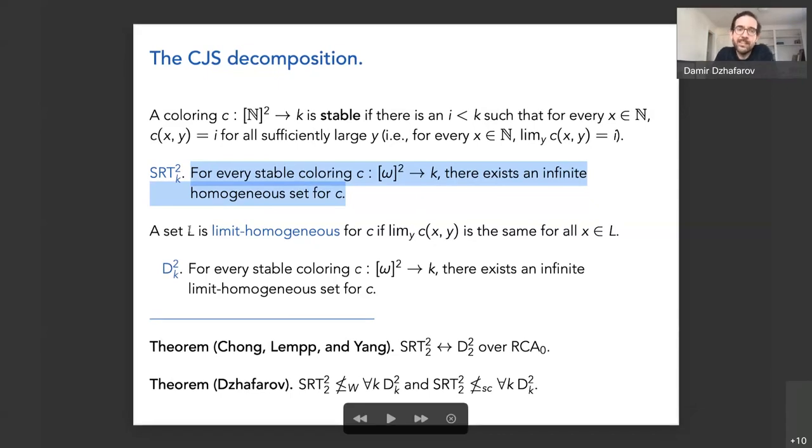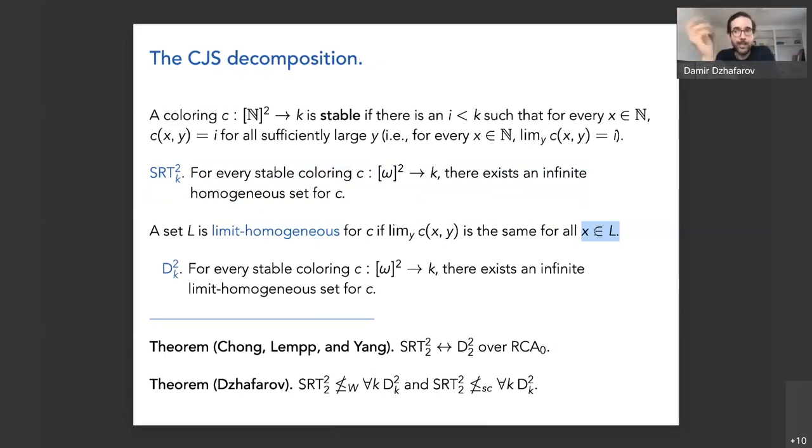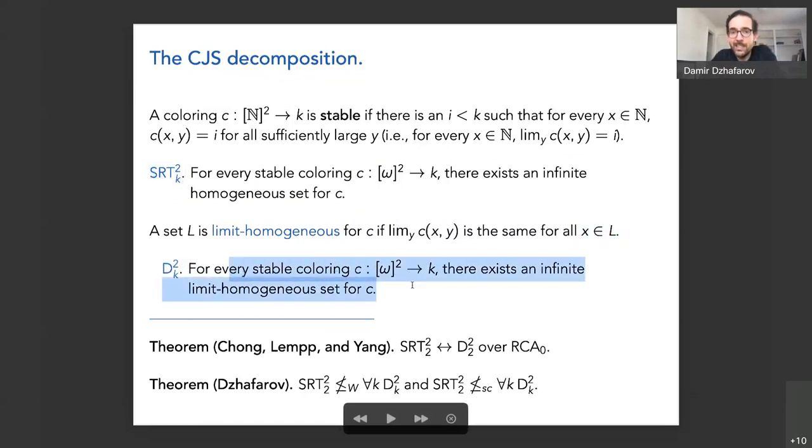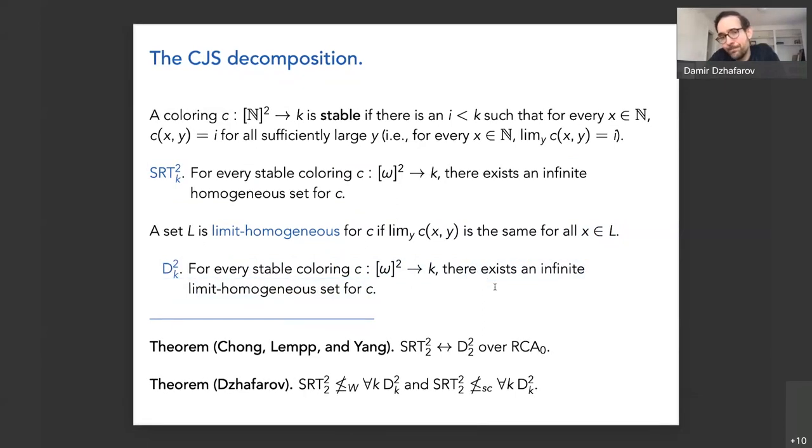Well, then that eventual color has to be red if it's making red with infinitely many things. So here we're saying a set is limit homogeneous. It doesn't have to be homogeneous. It could be that, for example, 0 is in L, and 1 is in L, and 2 is in L, and 0 with 1 is red, and 0 with 2 is blue. That's fine. But the eventual color of each element in L should be the same. So every number in L eventually stabilizes to the same color. And D^2_k then is just like SRT^2_k. It says for every stable coloring C, except now it's not saying there's a homogeneous set. It's saying there's a limit homogeneous set.